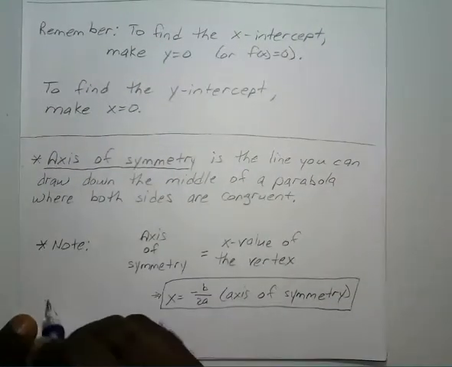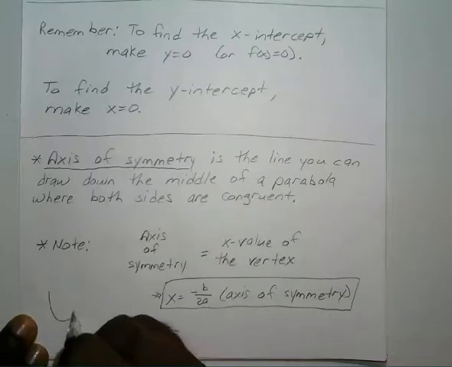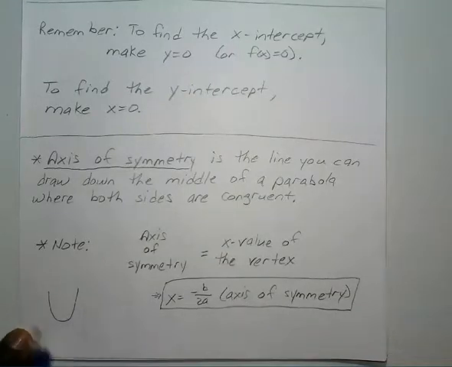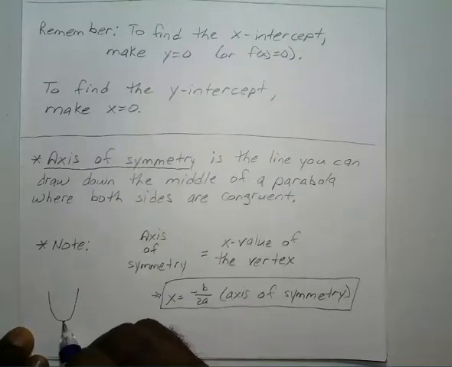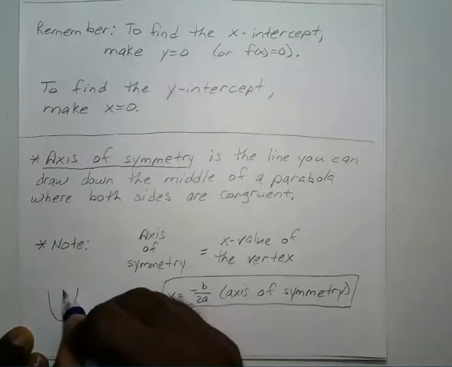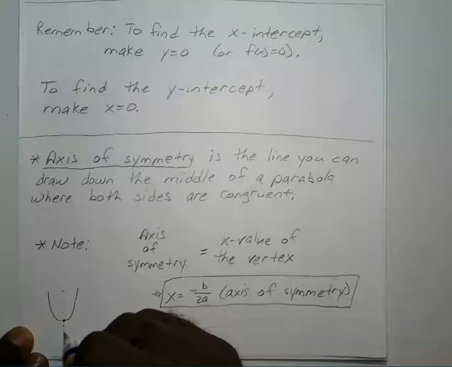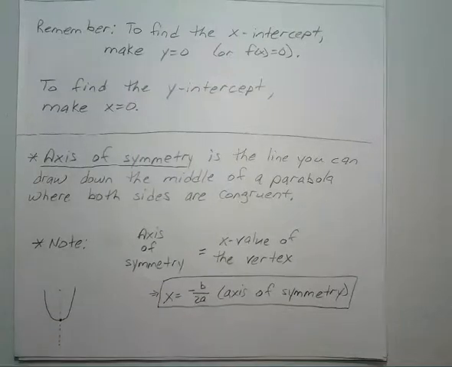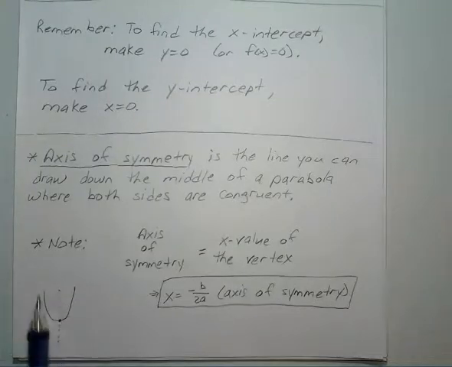Okay, so if you drew, let's say, a graph and it looks like that, and this is your vertex, your axis of symmetry is a vertical line right through your vertex. Both sides of that graph will look just like mirror images of each other. So this side will look just like that side.